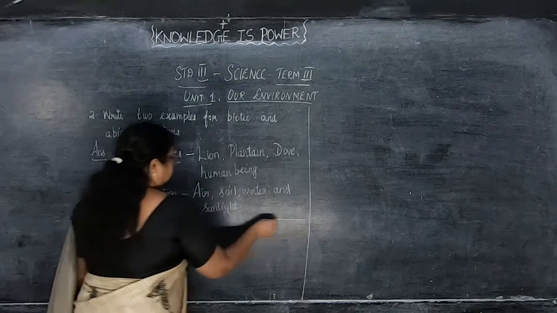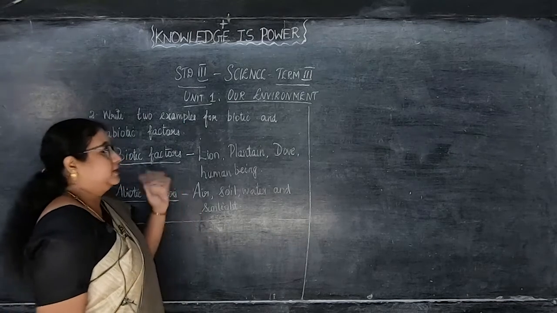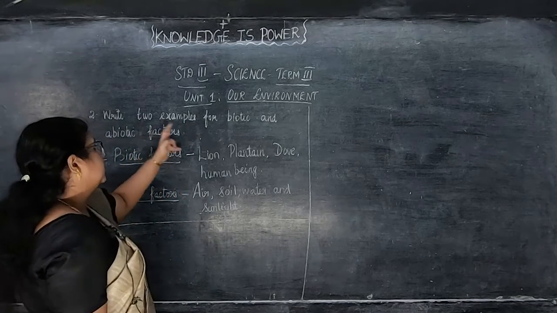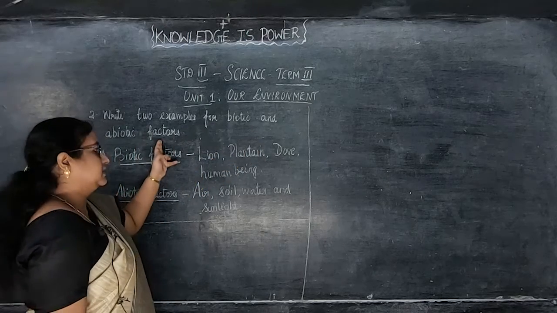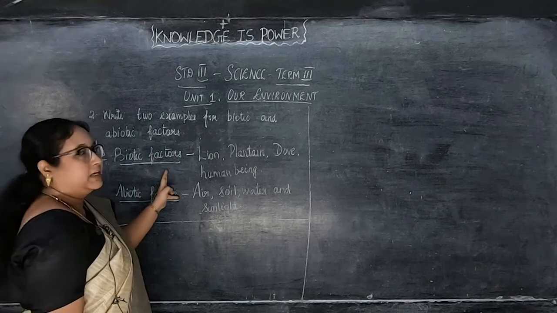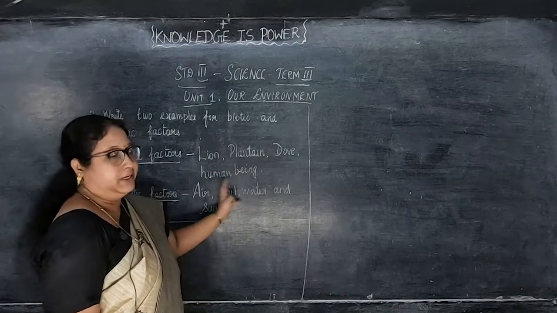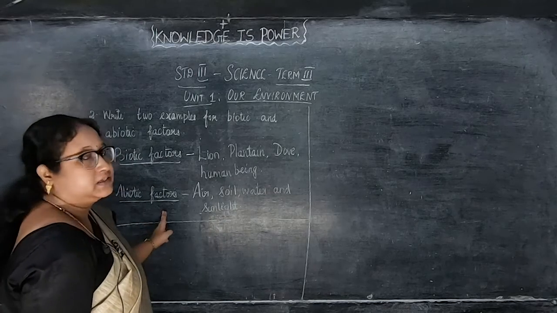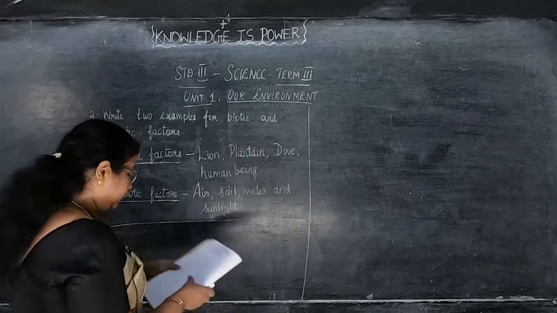Okay, children. So this is your second. Already we finished with the first one in the previous class. We'll continue with the second. Let us write 2 examples for biotic and abiotic factors. Now when I am reading, you also can read along with me, children. Biotic factors: lion, plantain, dove, human being. Abiotic factors: air, soil, water and sunlight.